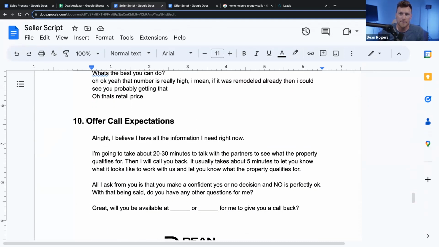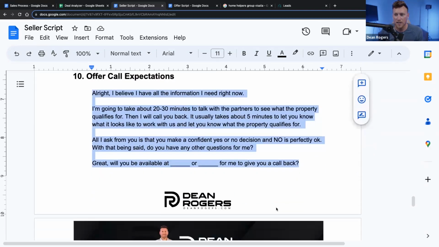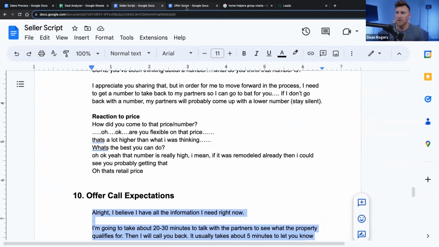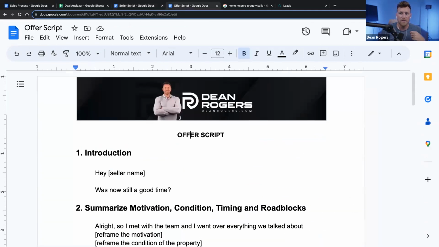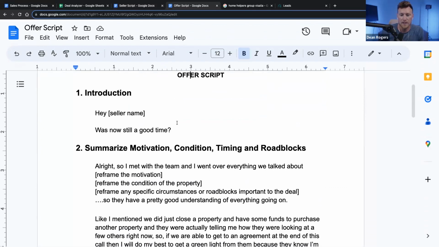And then lastly, you need to set expectations for the next call. I'm going to be making you an offer. We're looking to make a decision when we do talk. So be ready for that. Okay. So that's the offer call or the seller script. The offer call is short and sweet. I'm just going to blow past this to make sure we leave some time.